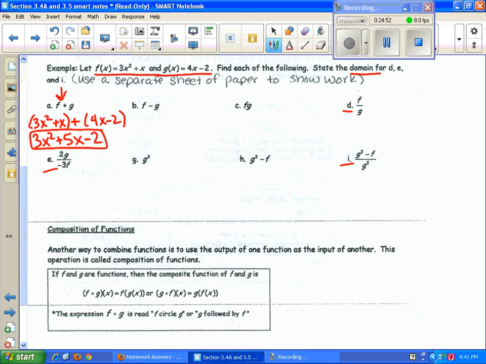But since we are going to be dividing by our functions, that means we'll have variables in your denominator. So set your denominator not equal to 0, and that should help you find your domain.